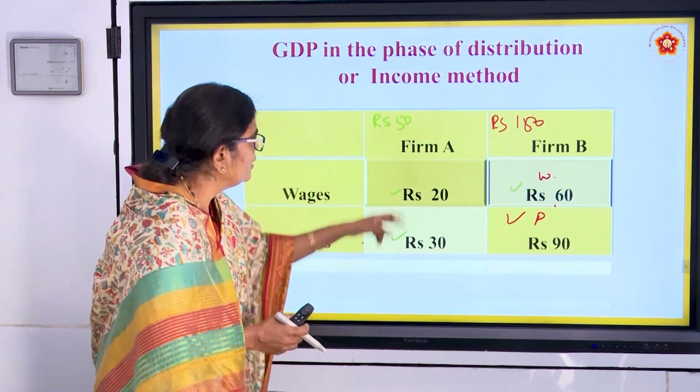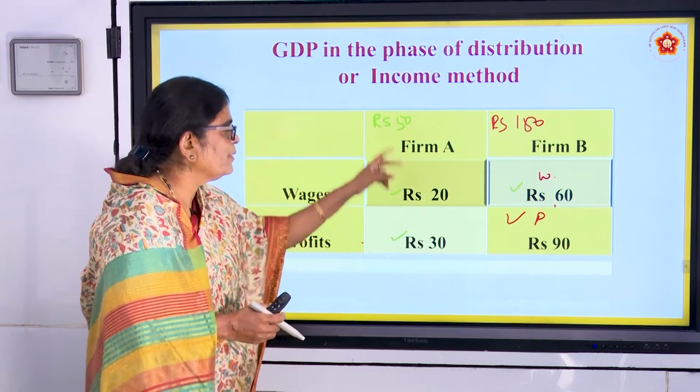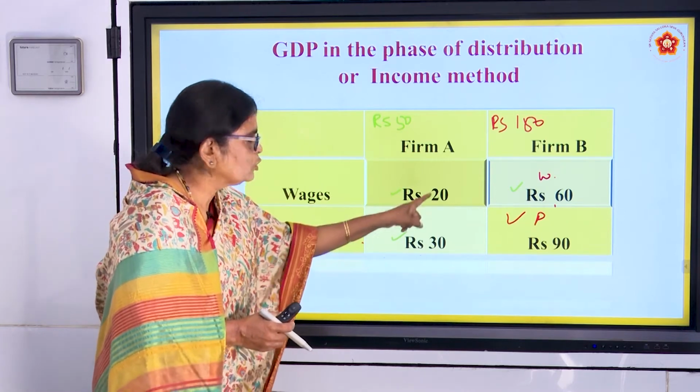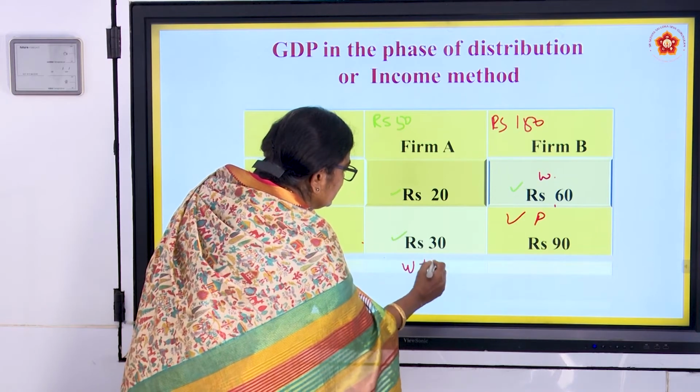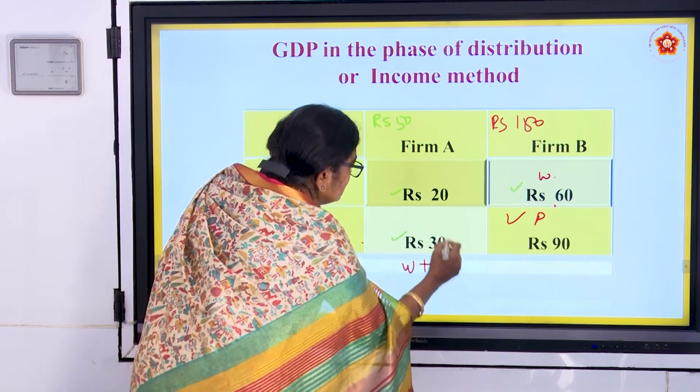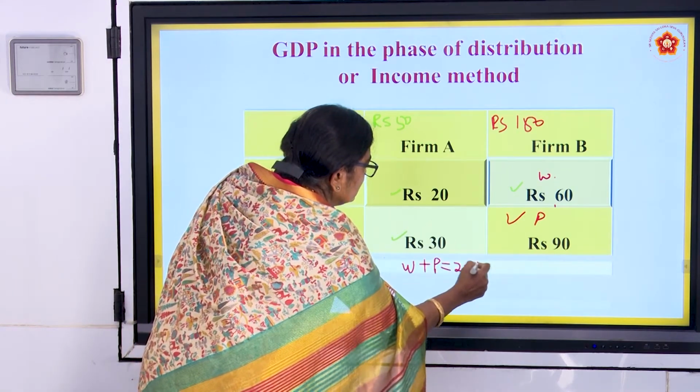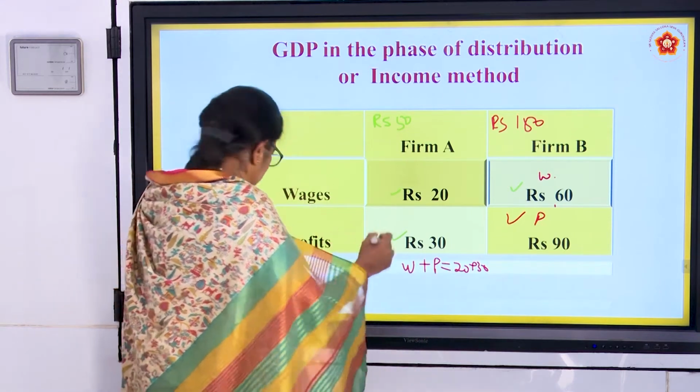To act for firm A, what is the GDP of firm A? 30 plus 20, 50, because it is wages plus profit: W plus P. That is 20 plus 30.